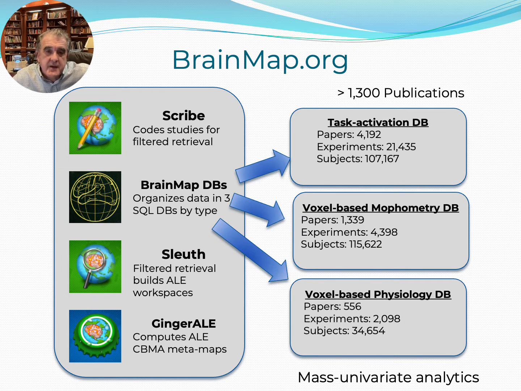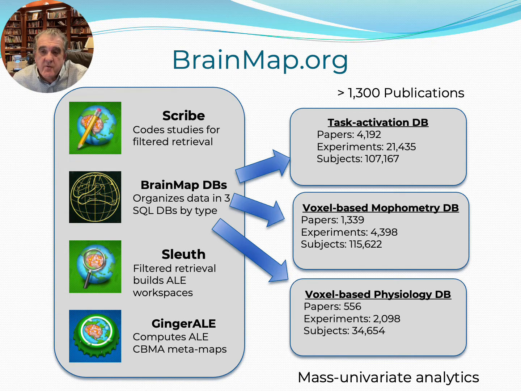This is the homepage of BrainMap.org. This site provides access to the BrainMap databases and BrainMap applications, and has for some time. There are three BrainMap databases. The Task Activation database contains task control contrast experiments acquired with fMRI, PET, and other functional imaging methods from both healthy controls and patient populations.